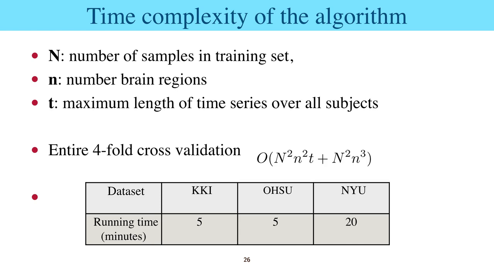And also the running times are low: about 5 minutes for two data sets, and about 20 minutes for another data set. For the NYU data set, which takes 20 minutes, the reason is that the number of subjects in this data set is much more than the number of subjects in the other two data sets. And as we can see, based on time complexity, it's quadratic in terms of number of subjects, and this is the reason that it needs longer time.